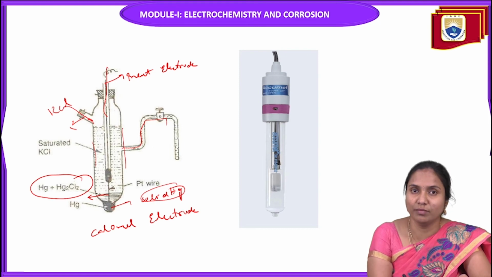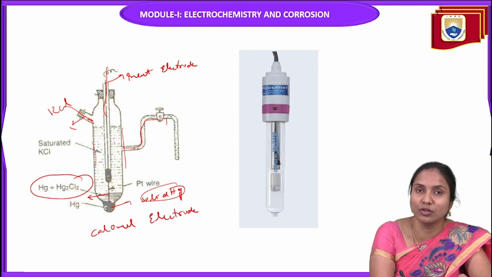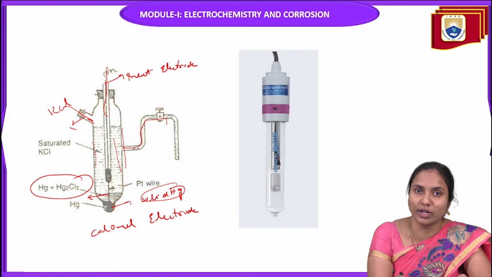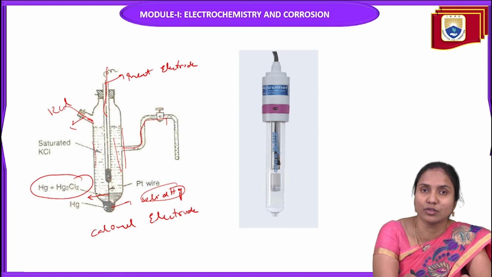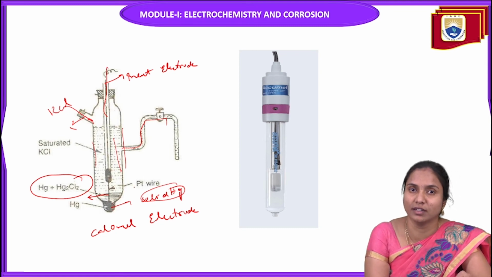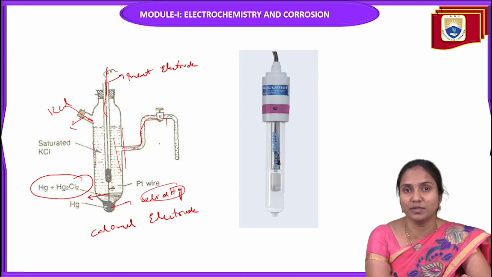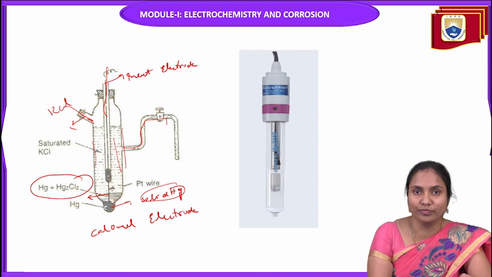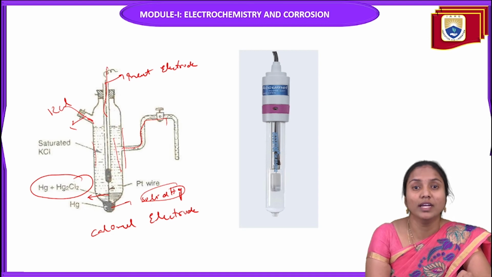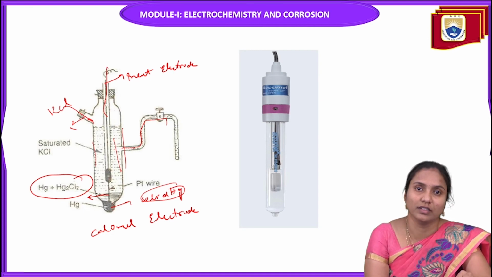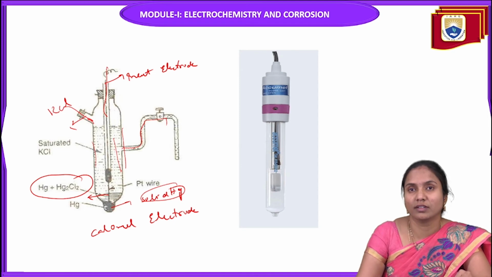So it consists of solid mercury placed at the bottom of this glass tube, covered with mercurous chloride, and KCl solution is placed over this mercurous chloride. This glass tube has two side tubes. The left hand side tube allows the KCl solution into this glass tube. Generally in this glass tube we use saturated KCl solution. And the right hand side tube is used for connecting with the salt bridge to make electrical contact. And a platinum wire is dipped in this glass tube. This platinum wire acts as an inert electrode. It is also used to make electrical contact with the solution. So this is the construction of the Calomel electrode.